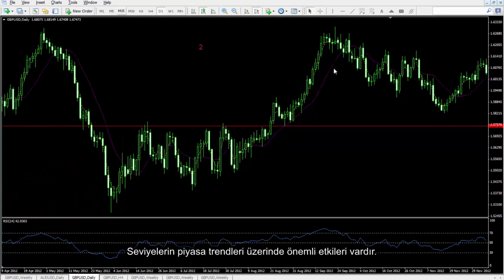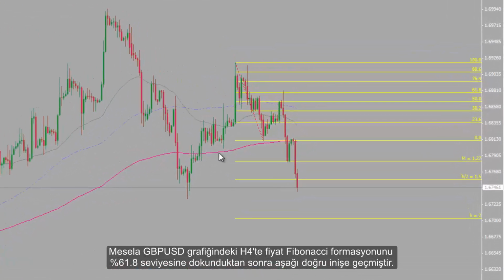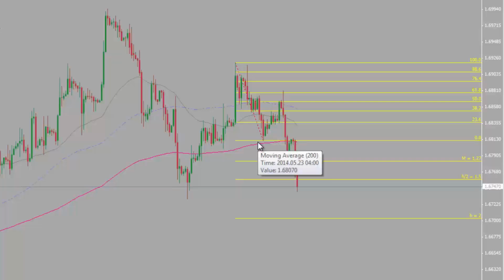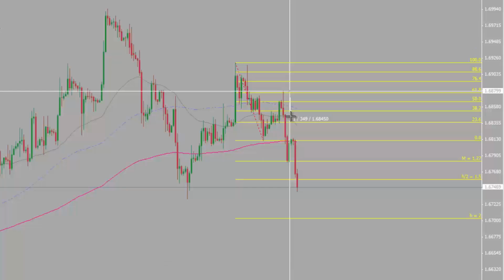Levels have considerable influence on market trends. For example, on H4, British pound against US dollar chart, price has declined towards the bottom after it had touched the level 61.8% of a Fibonacci pattern. A bearish hammer has formed where price touched the level 61.8%. Thus, a trader could place a sell order.